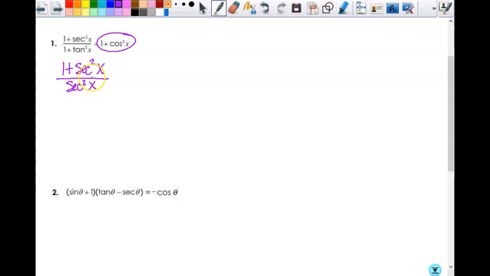Some of you are leaving these off. That makes it wrong. You can't just have secant of nothing. Also, these are equations, so this equals 1 plus cosine squared x. You have to continue this on.